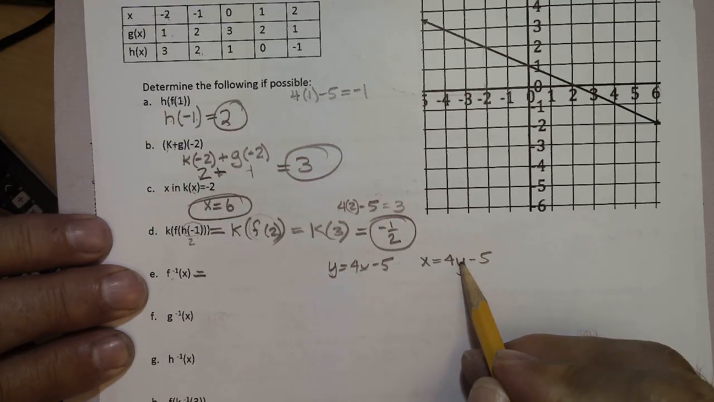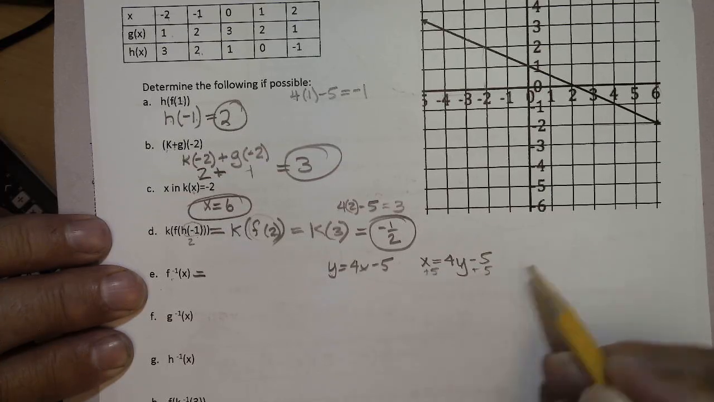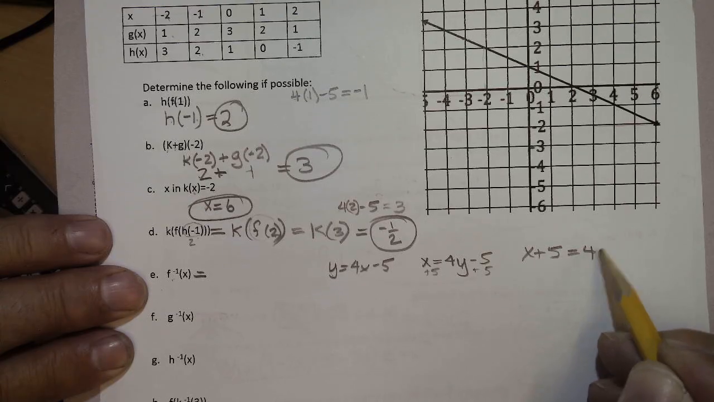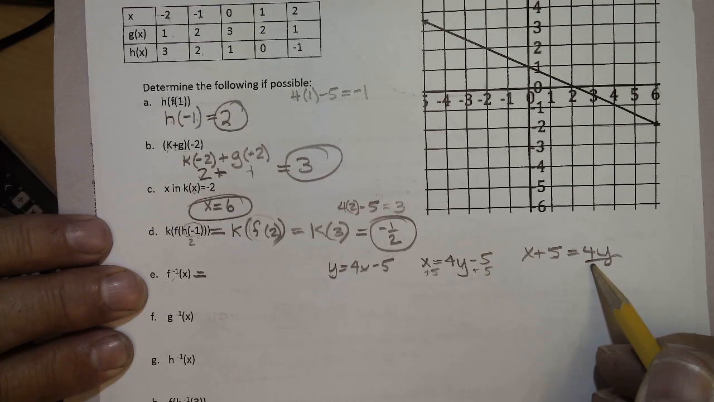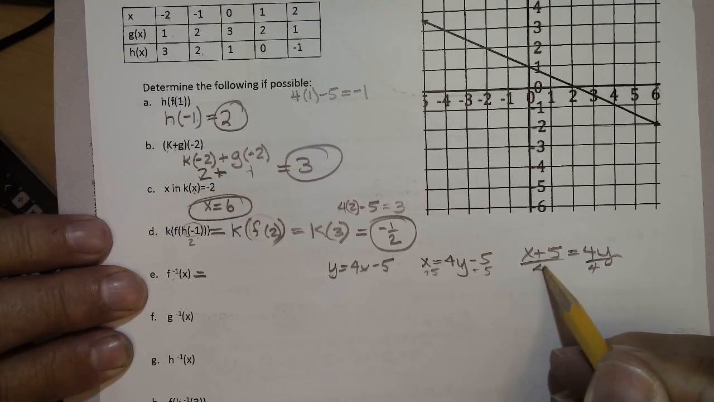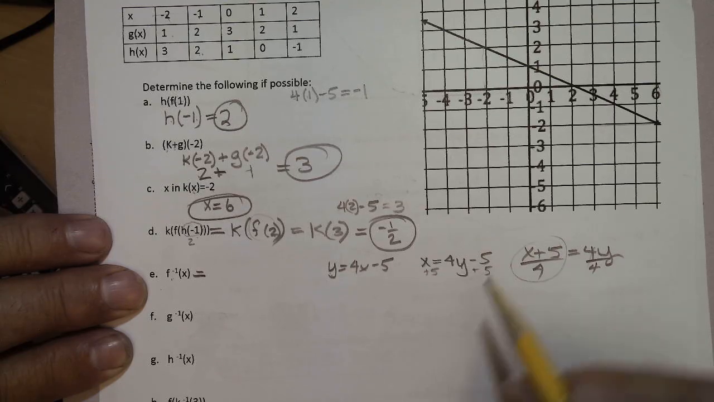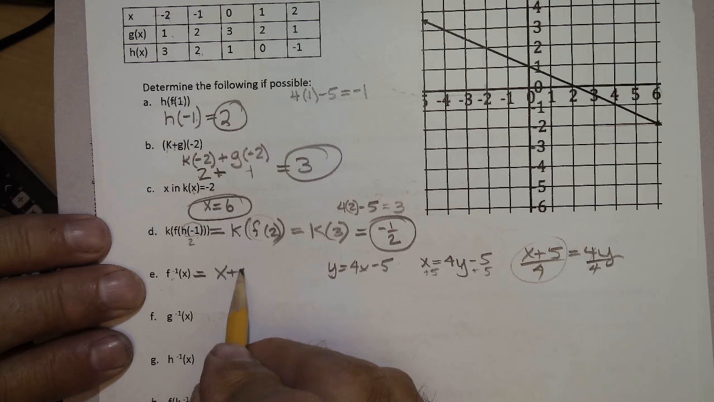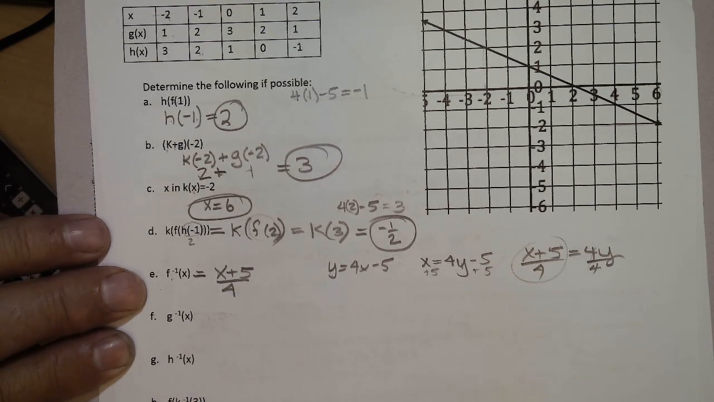So to solve for this, I have to add 5 to both sides. So I get x plus 5 equals 4y. And then that's times 4, so I divide this whole side by 4. And so I get y is equal to this, which is what the inverse would be, x plus 5 over 4. Okay?